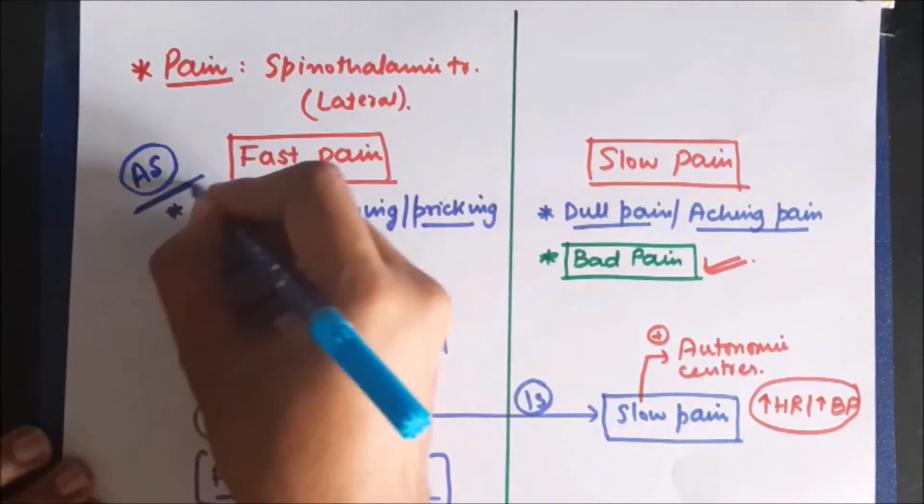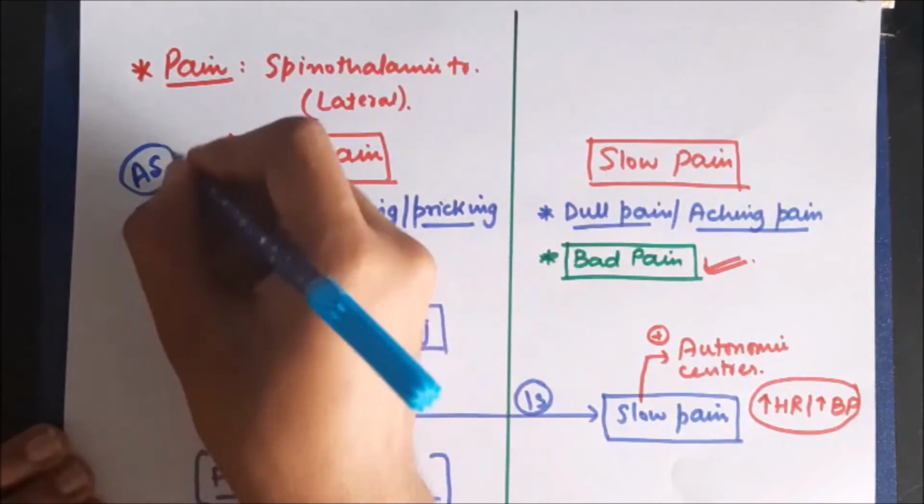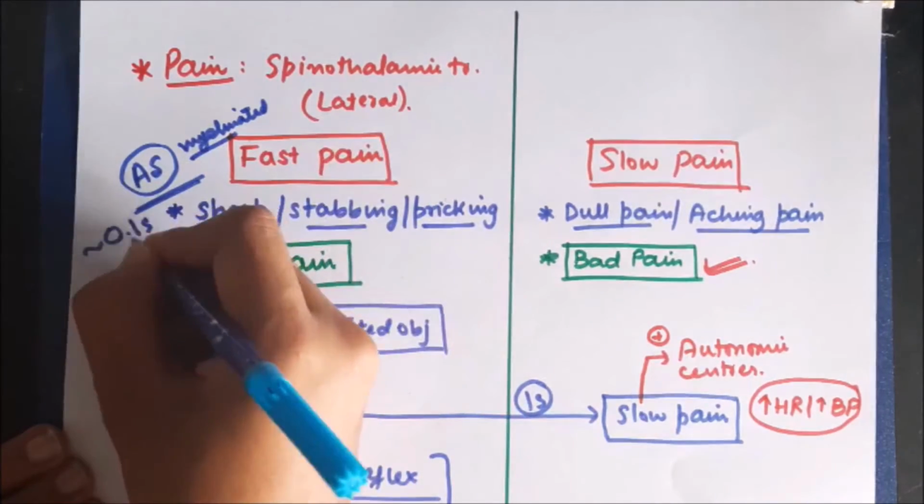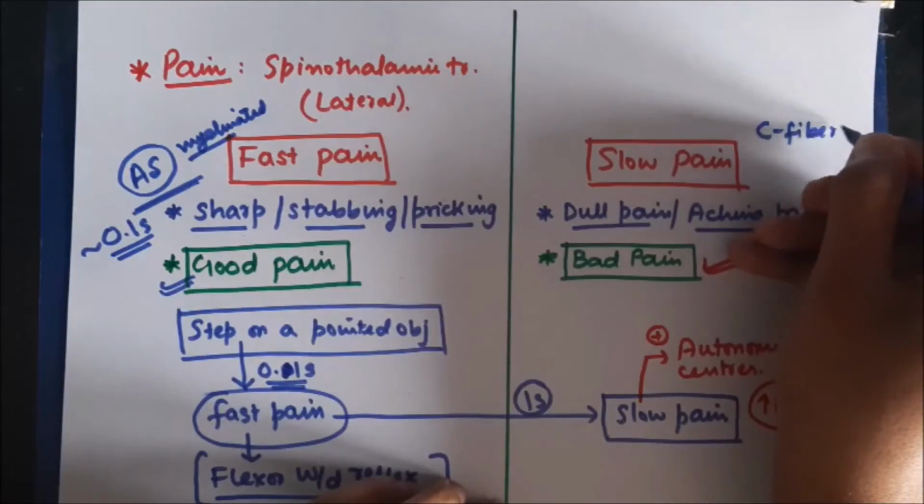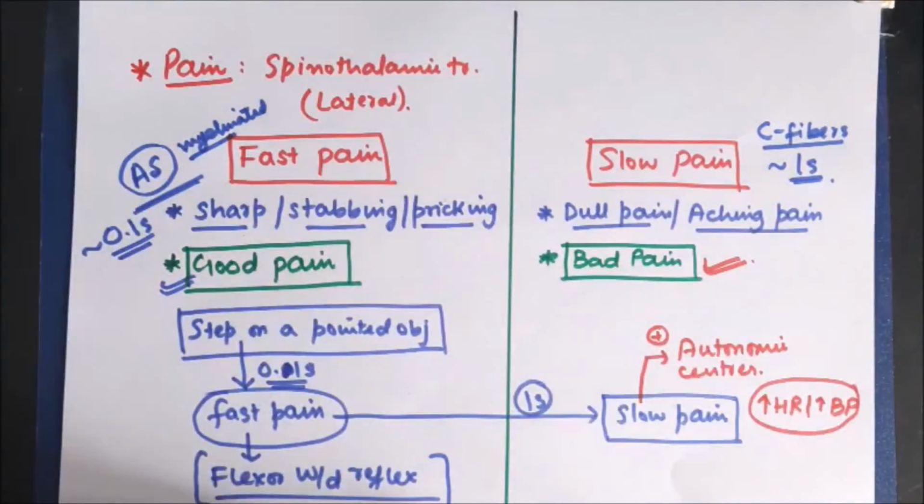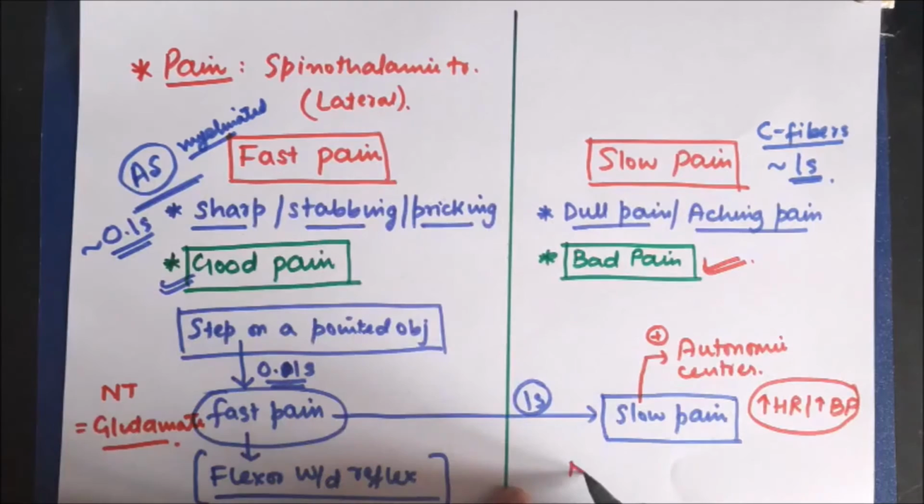The fibers which carry sensations for fast pain are A delta type of fibers, which are myelinated fibers, and the velocity of conduction is fast, so this pain is felt in almost 0.1 seconds. On the other hand, sensations of slow pain are carried by C fibers, and it takes almost 1 second for the impulses to reach. So this pain is felt in 1 second, so the velocity is slow as compared to fast pain. The neurotransmitter in case of fast pain is glutamate, whereas the neurotransmitter in case of slow pain is substance P.